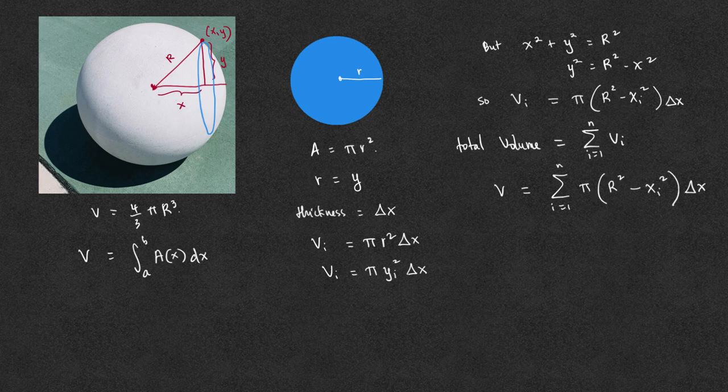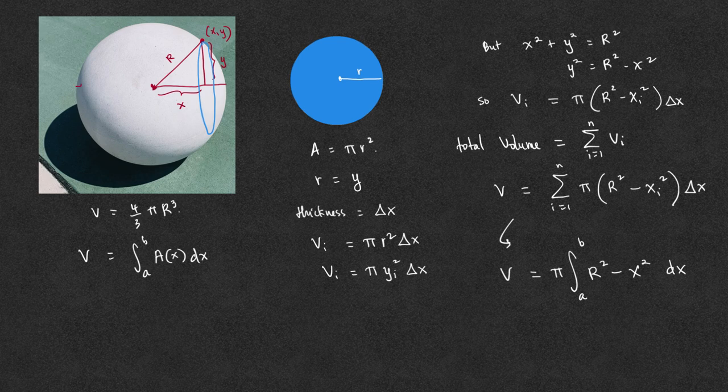The volume of the sphere is the sum of the volumes of the cross-sections, where the volume is the Riemann sum, pi times r squared minus x sub i squared delta x, which is the definite integral, pi times the integral from a to b, r squared minus x squared dx.